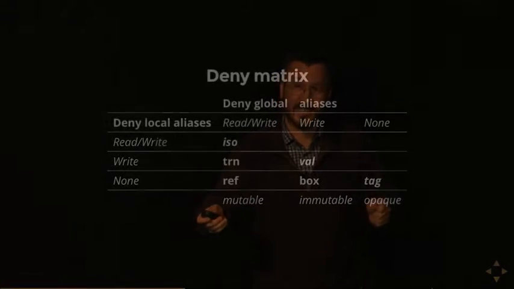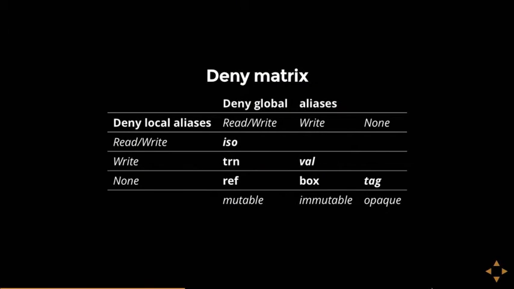So here's the matrix. This is great fun. Here we've got the things that we're going to deny globally and the things that we're going to deny locally. And you'll see that some of these are empty because we can't deny locally what we allow globally. Local execution is a part of global execution. And there are some properties. Before I actually talk about the reference capabilities, I want to talk about the emergent properties because they're pretty interesting.